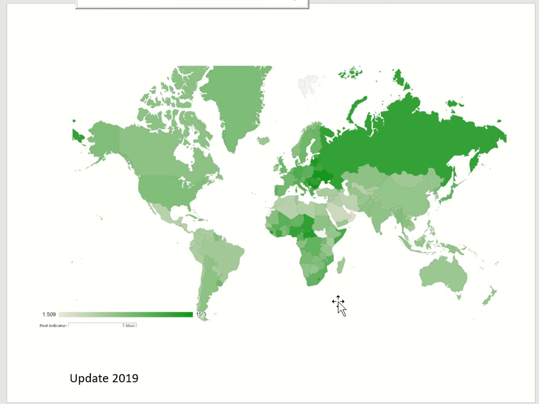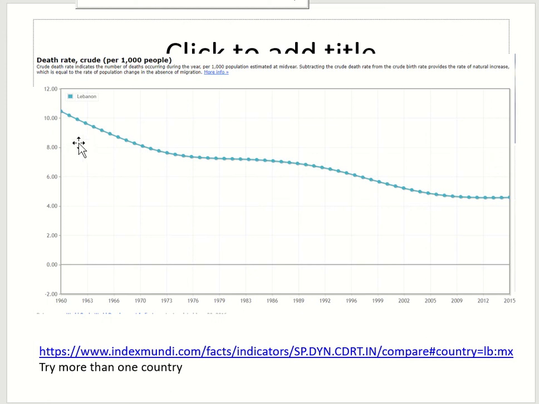Okay, so this is in general the crude death rate. I have here the crude death rate, if I'm not mistaken, for Lebanon in the past 50 or so years. It's starting in 1960 and going all the way to 2015. And yes, the country is Lebanon.